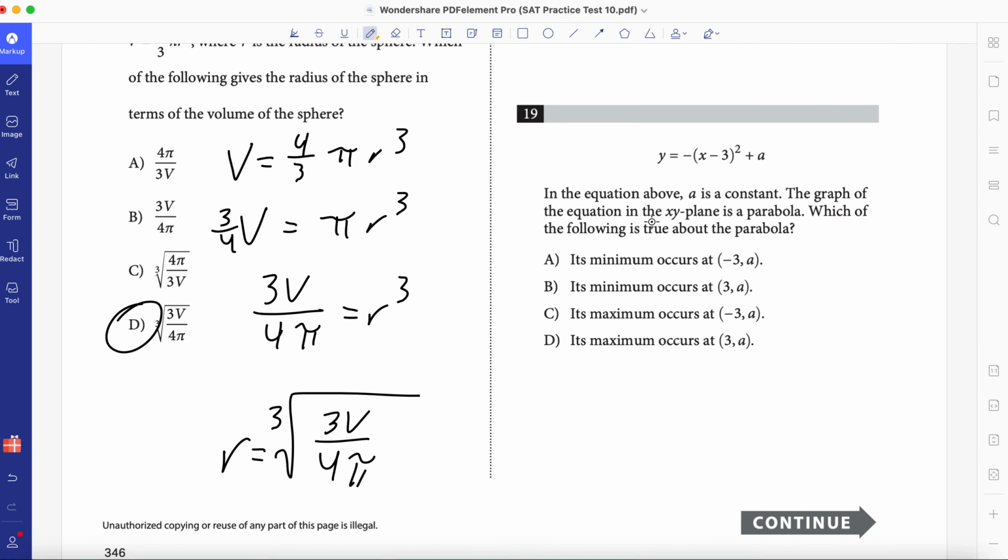And for number 19, it tells us that in the equation above, a is constant. The graph of the equation is a parabola. Which of the following is true about the parabola? So since we have this negative coefficient over here, I know that this parabola is going to look like this. And I know that there's going to be a vertex at the point (3, a), because you just derived the vertex from this formula. So this would give me the y coordinate of the vertex, which we know is a, and then the x value of the coordinate is going to be 3, since 3 minus 3 is 0.